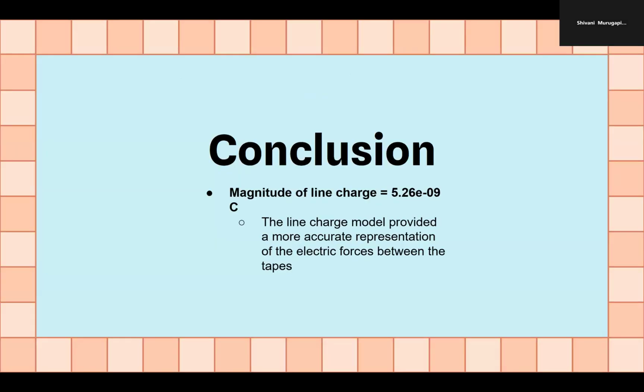So here is our conclusion: the magnitude of the line charge is 5.26 e to the negative 9. The line charge model provided a more accurate representation of the electric forces between the tapes.